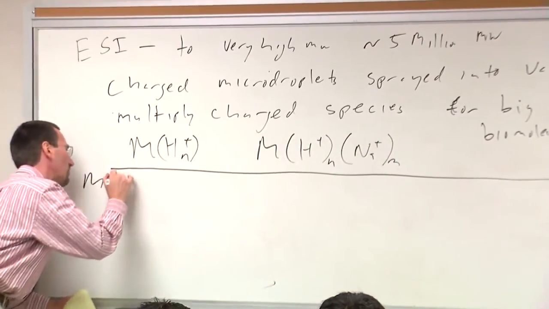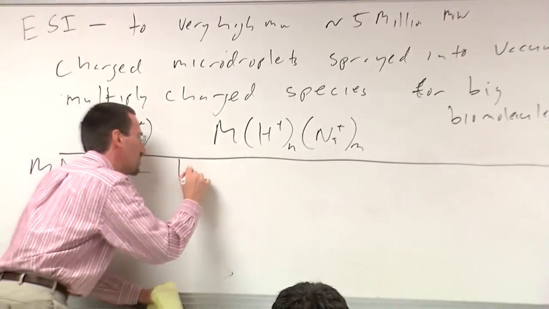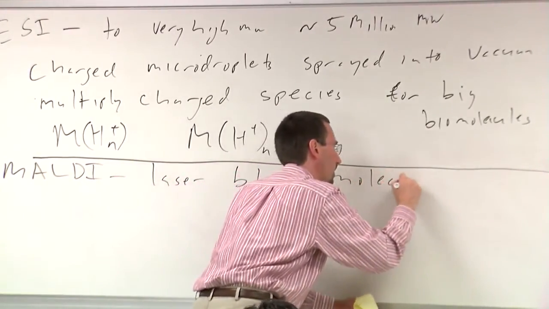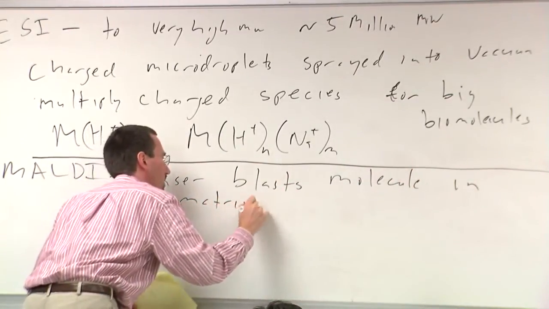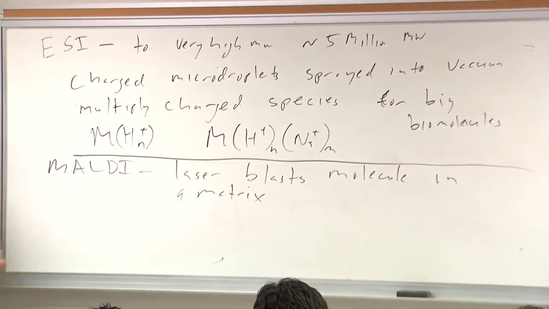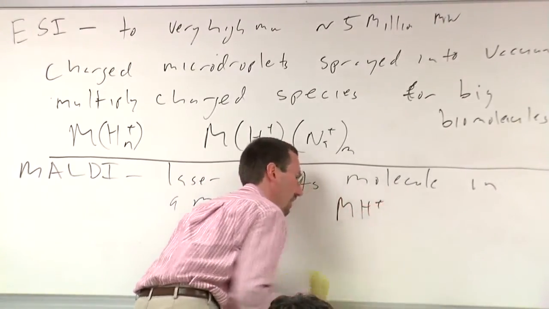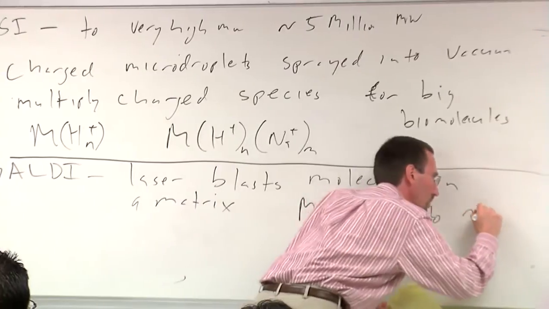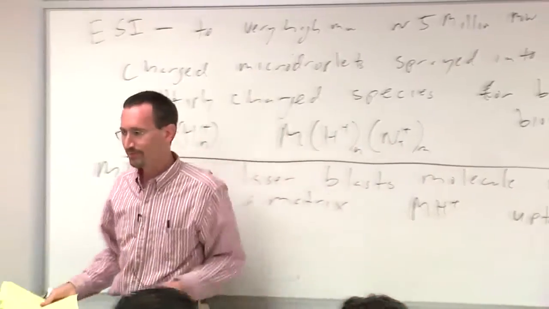Let me just mention MALDI, another technique that John has in his facility. You're using a laser to blast the molecule in a matrix. The matrix is a species with a chromophore that absorbs the laser light. And again, you get protonated molecules, for example, MH plus. Again, this is good for very high molecular weight, I'll say up to approximately 300,000 molecular weight, but again, very, very large.